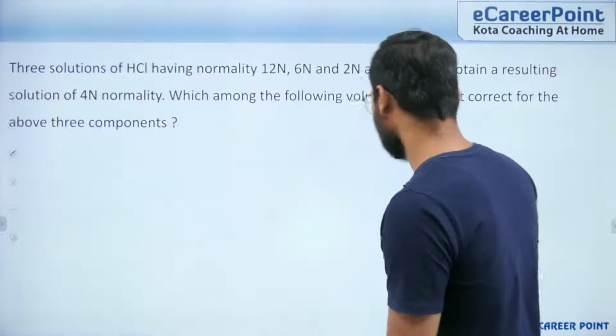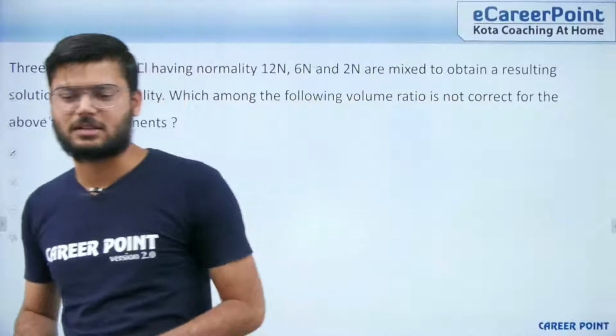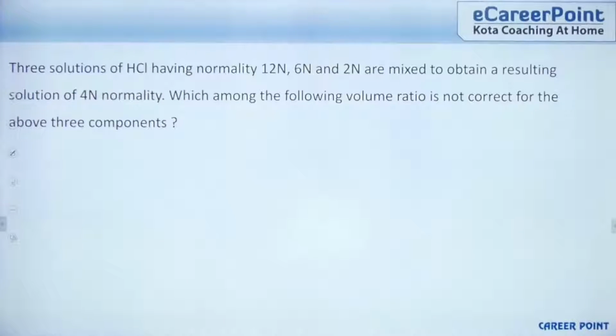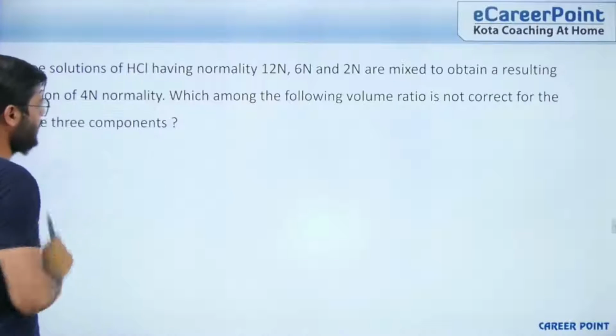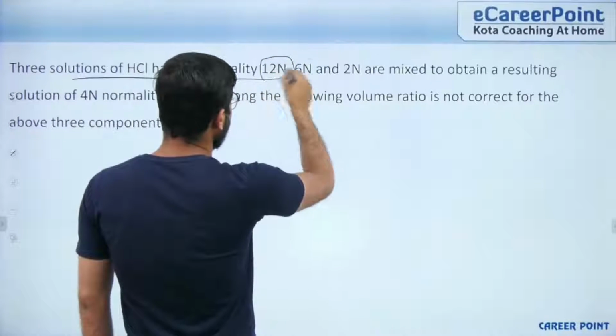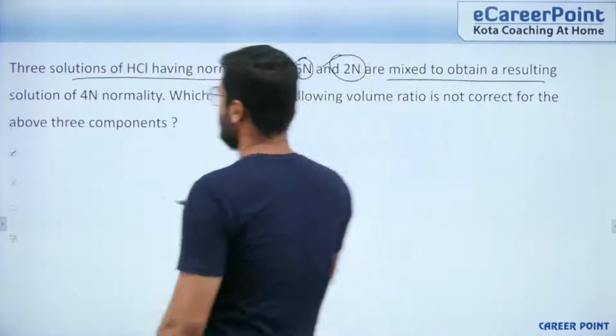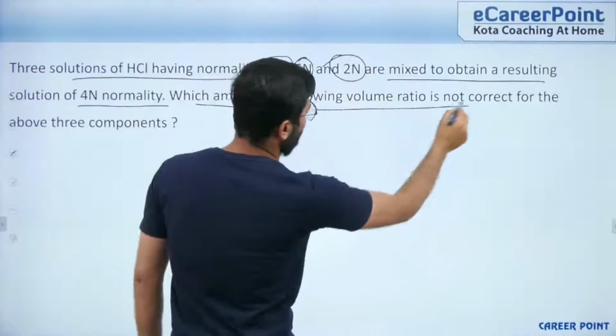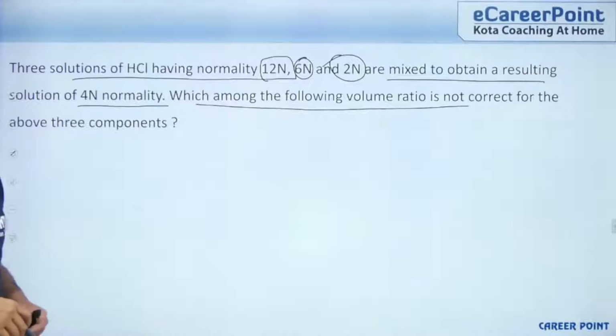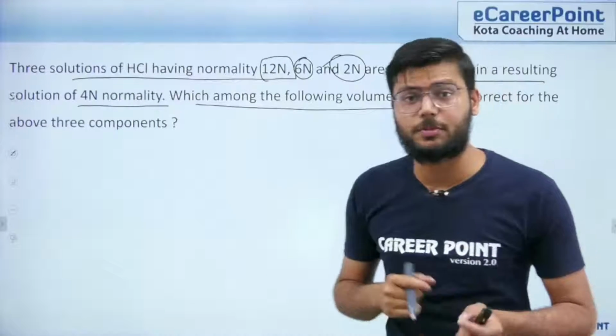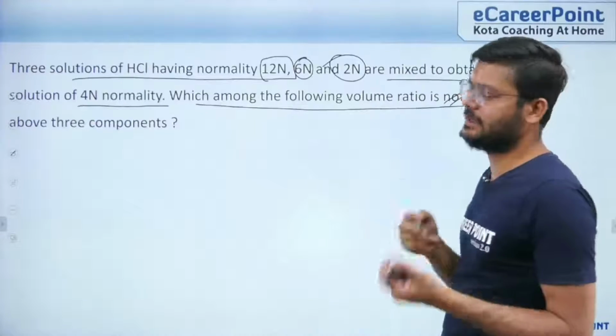Now this is a very good question. We will do the question. Can you read it and try it once and let me know the answer? Okay, let me tell you, these 3 solutions of HCl having normality 12 normal, 6 normal, 2 normal are mixed to obtain a resulting solution of 4 normality. Which among the following volume ratios is not correct for the 3 components? Okay, we don't have the options here, so I will just let you know what should be the ratio.